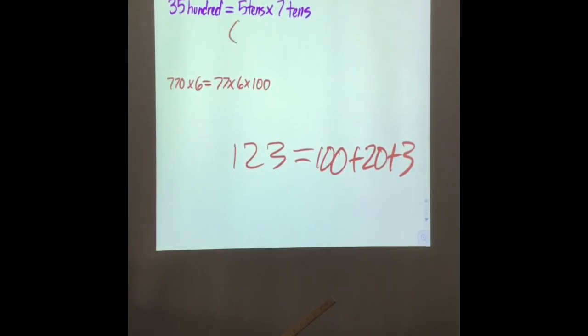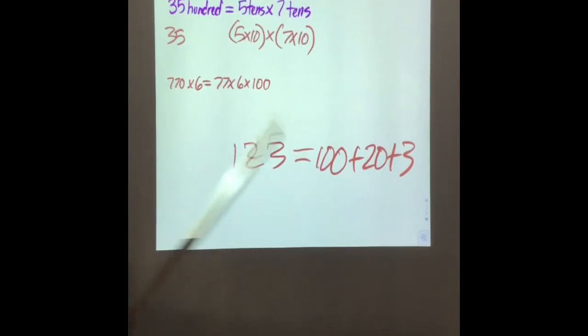We could write it out as parentheses 5 times 10, and what's the 7 tens? 7 times 10, right? So we distributed that out. And we'll just put our number here of 35.